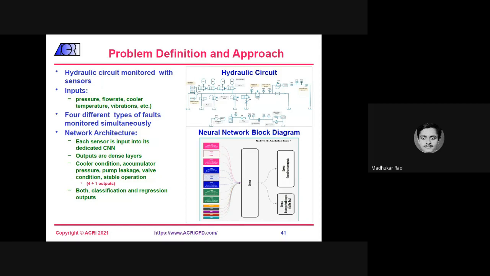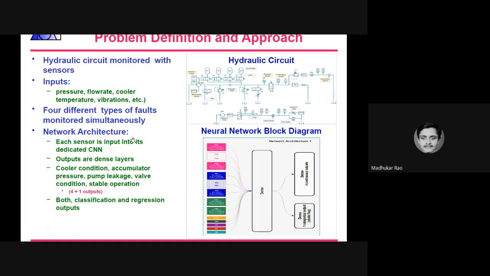But in the meantime, we decided to go ahead with a purely data-driven approach to see how it works and what kind of network architecture. If you have at least a first approximation to the network architecture, then you can enhance it with the physics-informed part. So the hydraulic circuit has a lot of sensors, and they simulated 4 different types of faults.